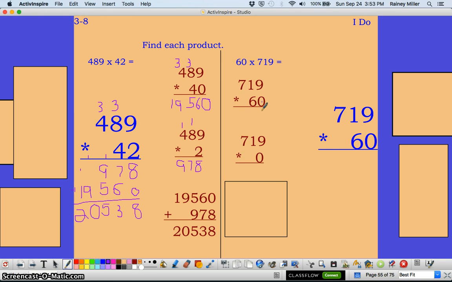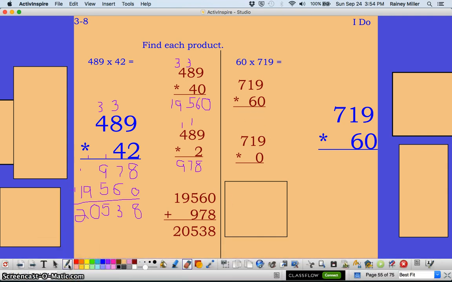So I'm going to do the zero trick on this one. 6 times 9 is 54. So the 5 goes up here. The 4 goes down here. Okay, 6 times 1 is 6. What did I do, Miss Miller? You put it above the wrong number? Oh dear. Okay, you need to restart this problem so you're doing it right.